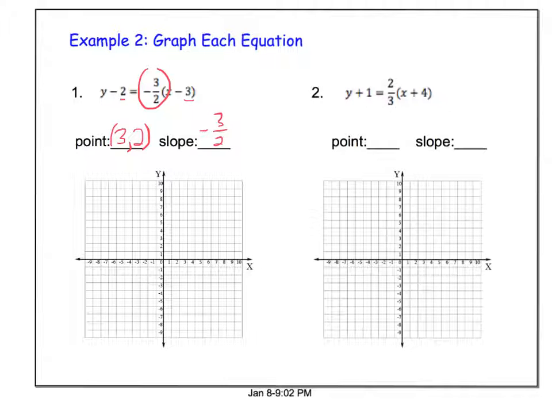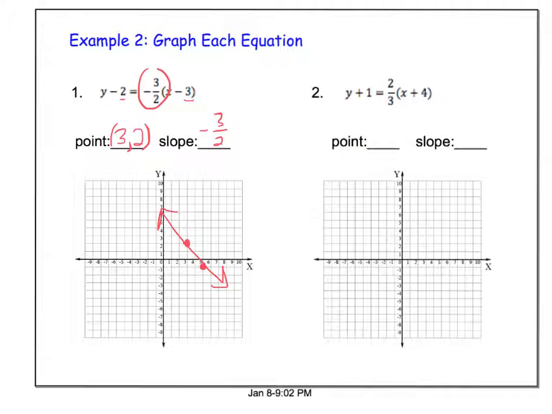You start by plotting your point. From the coordinate pair, do as the slope says. And in this case, it says to move down 3 and right 2. From these 2 points, you have enough information to graph your line. Let's try it one more time.